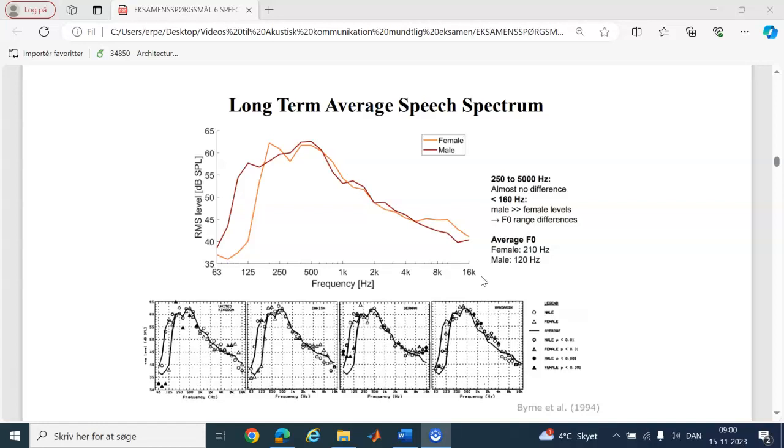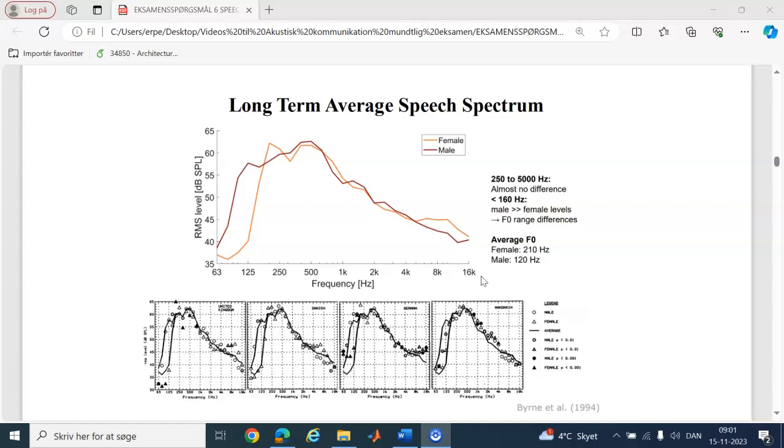And we can see that from 250 to 5000 Hertz on the curve, there is almost no difference between females and males. But below 160 Hertz, males have a stronger level in dB than females. F0 ranges differ also. Males have a smaller F0.